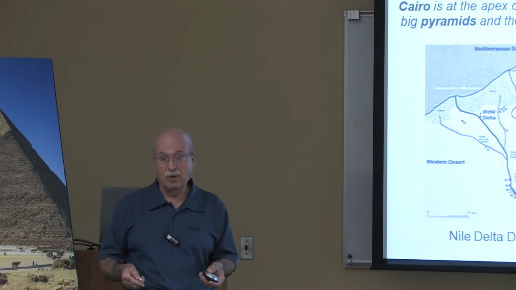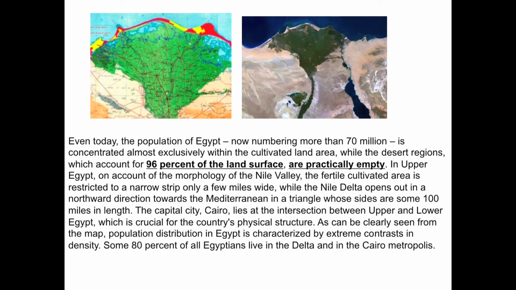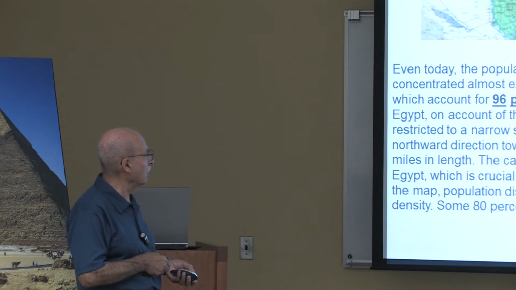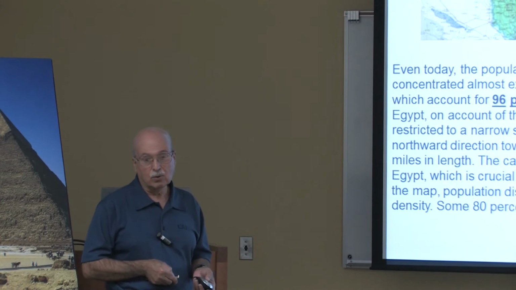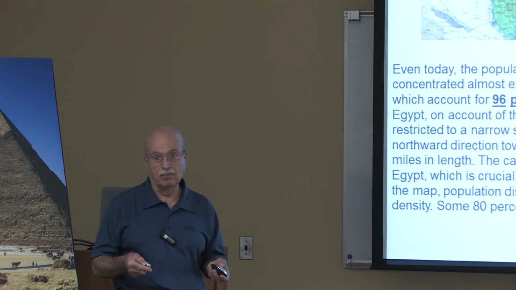How did they survive? How did they manage their resources? Where did they get their rocks and everything else? So a lot of tributaries, a lot of activities are located here. Even today, the population of Egypt, now numbering more than 70 but 80 millions, is concentrated almost exclusively within the cultivated land area, while the desert regions, which account for 96% of the land surface, are practically empty. So the natural forces concentrate this civilization in this particular setting.